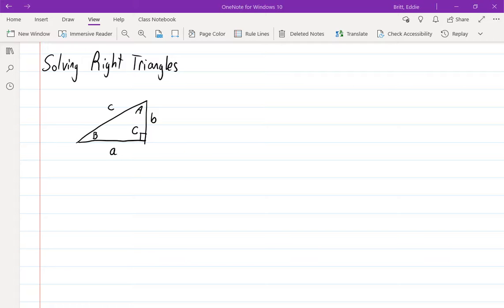Remember that angle A plus angle B plus angle C has to be equal to 180 degrees. So if we know that C is always equal to 90 degrees because it's a right triangle, then angle A plus angle B always has to be equal to what? 90 degrees. All right. And we also know the Pythagorean theorem, c squared equals a squared plus b squared, or a squared plus b squared equals c squared. So I'm going to show you how to solve for sides, and how to solve for angles.